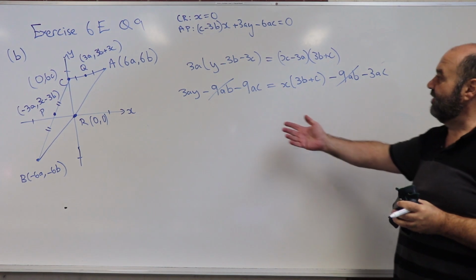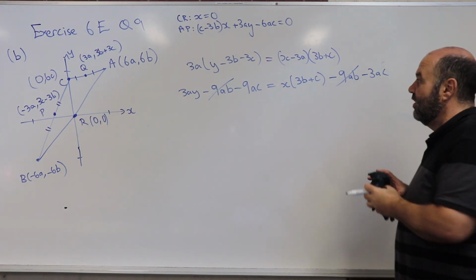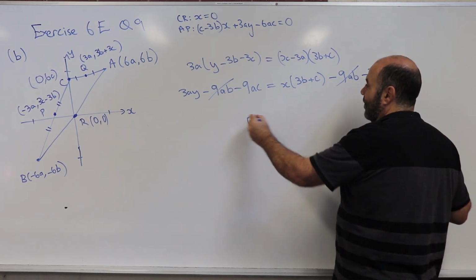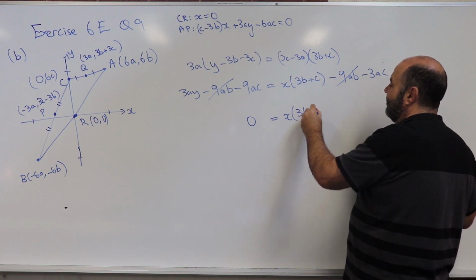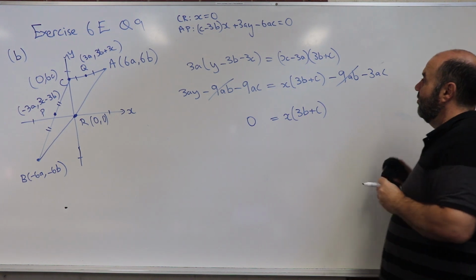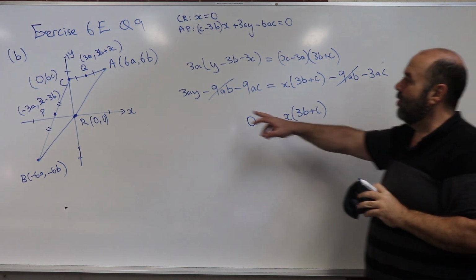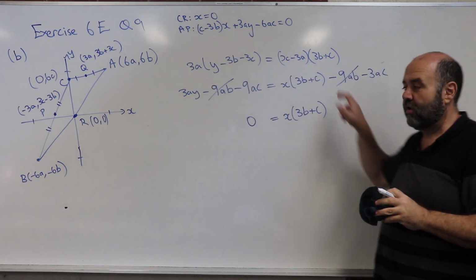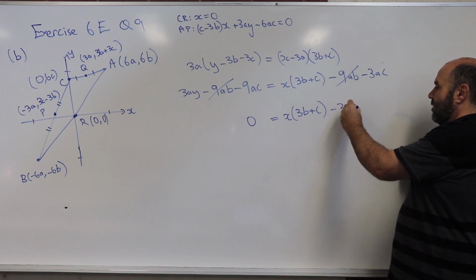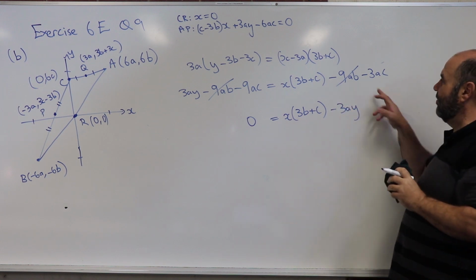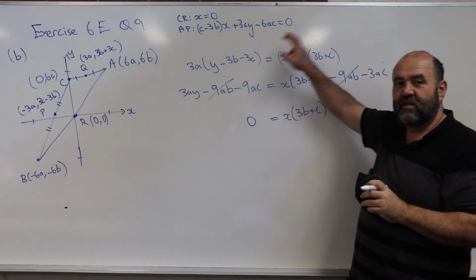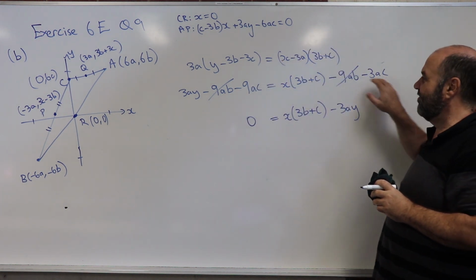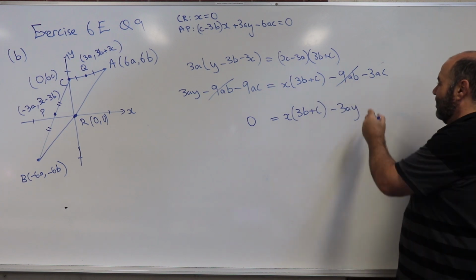Now I'm just going to move everything over to the right hand side. So I'm going to be left with a 0 over here. I've got x times 3b plus c. Then I'm going to have a minus 3ay when I move this over. Then look at this, I've got minus 3ac plus 9ac. Well, minus 3 plus 9 is plus 6.